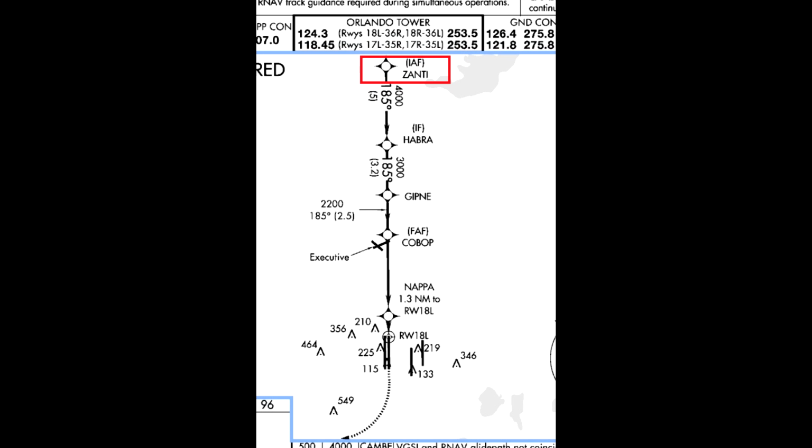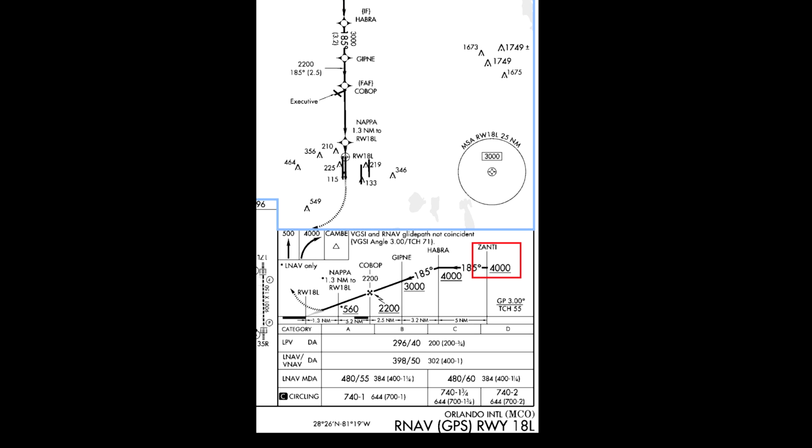So you say, okay, we're gonna pick up the approach at Zante. It's 185 course, and then the next point's Harba, Jinpi, and you read it with a step down. So Zante at or above 4,000, Harba at or above 4,000, Jinpi at or above 3,000, Kobop, which is the final approach fix at 22. Napa, we have a step down of 560. Then we're going down to our MDA of 480.